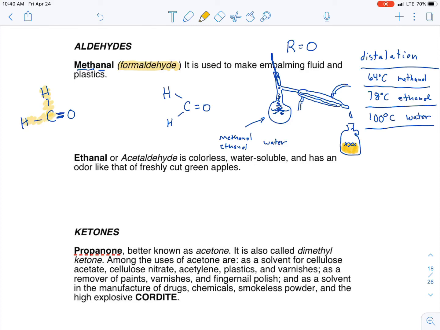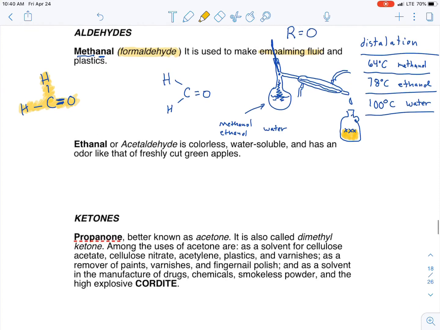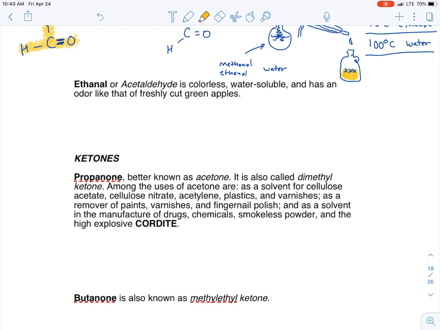formaldehyde. And so one of the byproducts of methanol digestion in your body is the formation of formaldehyde, which is also embalming fluid. All right, so I'll let you draw those other things there too. I just thought that'd be a little fun fact for you.